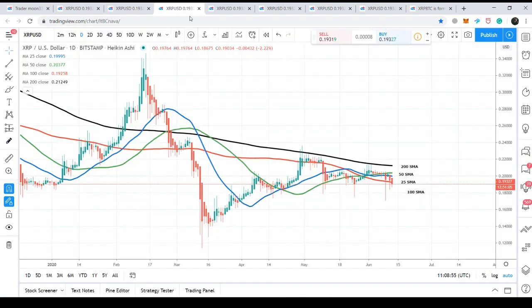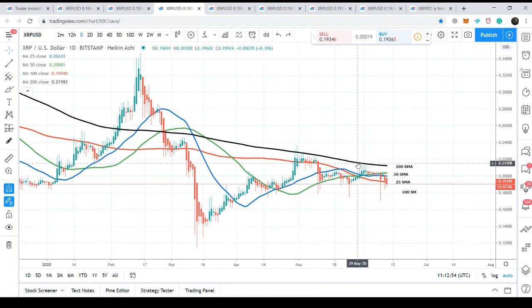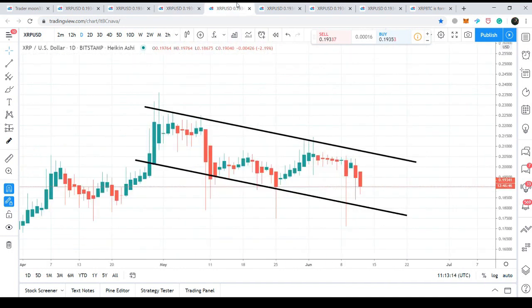And if we watch these moving averages on this daily chart, then the price action was continuously being rejected by the 200 simple moving average. For example, here it is rejected, and here it has been rejected several times, and finally it has been rejected here by the 200 simple moving average. After that it has broken down the 50 simple moving average, and after that it has broken down the 25 simple moving average, and at this time it is at the 100 SMA. That's the last support of the simple moving averages on the daily chart. If it is broken down, then we can see a further downward move by the price action of XRP.